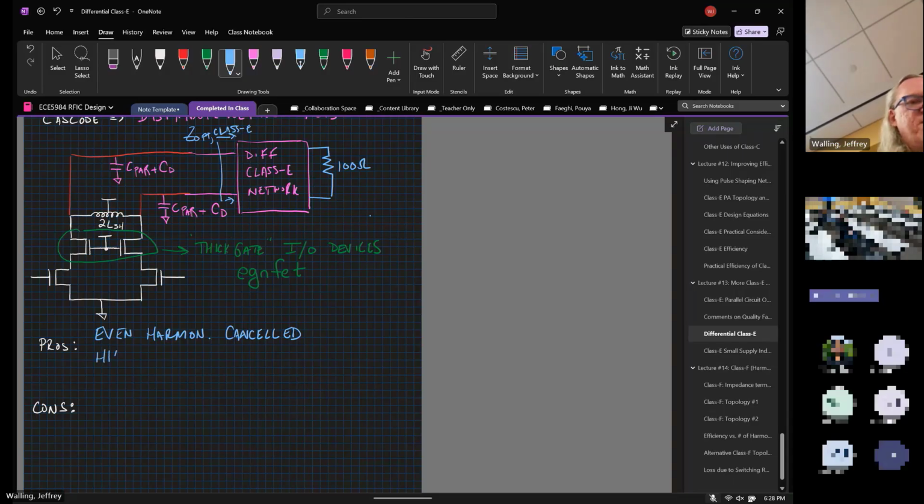So really, what we find is the biggest benefit there is higher R opt, high voltage. And in our case, we're also going to have higher voltage tolerance because we cascoded. But I won't say that's part of the differential circuit so much as the cascode.